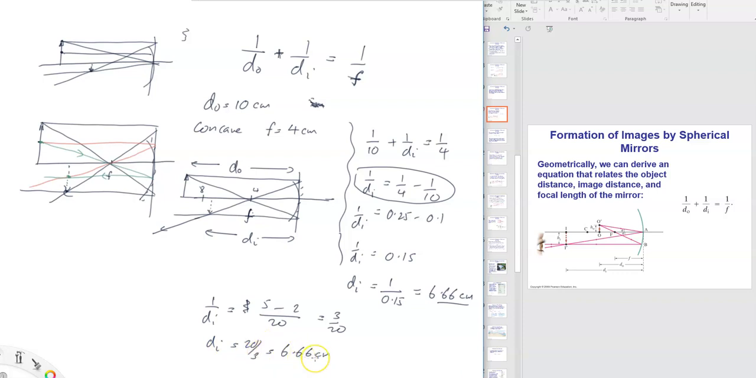6.66 centimeters. So if you use the mirror equation, you can get the exact answers, but you will always need to know how to draw the diagram, because if you just have the answer but don't know where the light is going, it's half the knowledge. All right, so let's work on a few more examples.